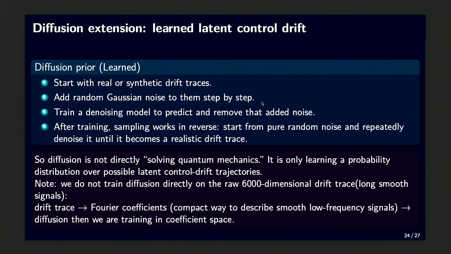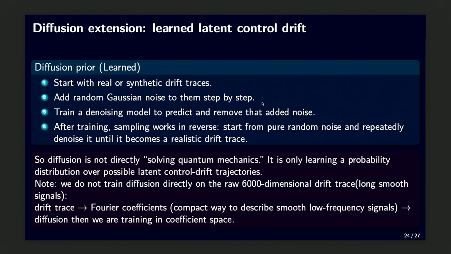This is the algorithm. If you were in the tutorial, you can remember that it's exactly like the one we used for generating images. We start with real or synthetic drift traces. Then we add random Gaussian noise to them step by step. Then we train a denoising model to predict and remove the added noise. I wanted to implement that, but it was really hard. I was thinking, this is hard, this is expensive, and it's fragile. So what should I do?